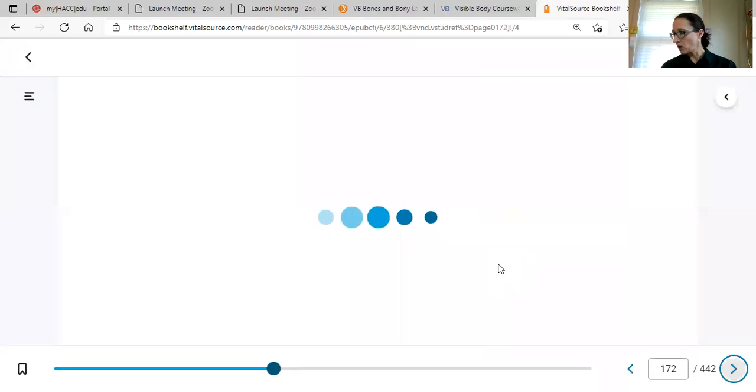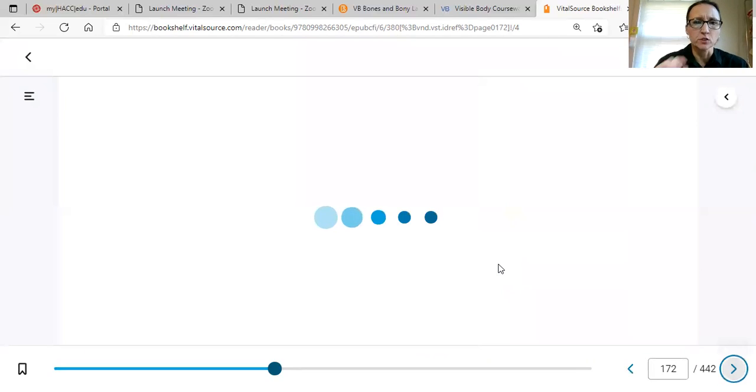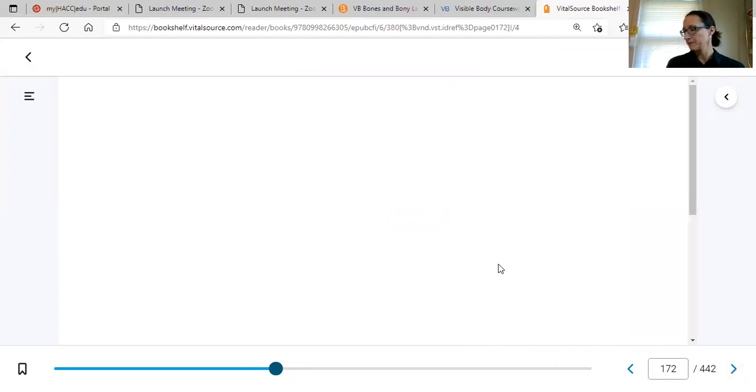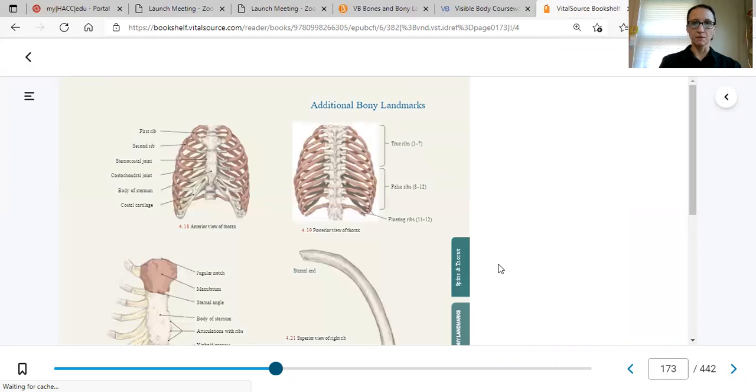All right, we're going to move on to the vertebrae. Actually, I'm going to skip ahead for just 1 second. I'll come back to the vertebrae. Since we're talking about the ribs, let's continue talking about the ribs. Page 173. There we go. Page 173. So we were just talking about these ribs.